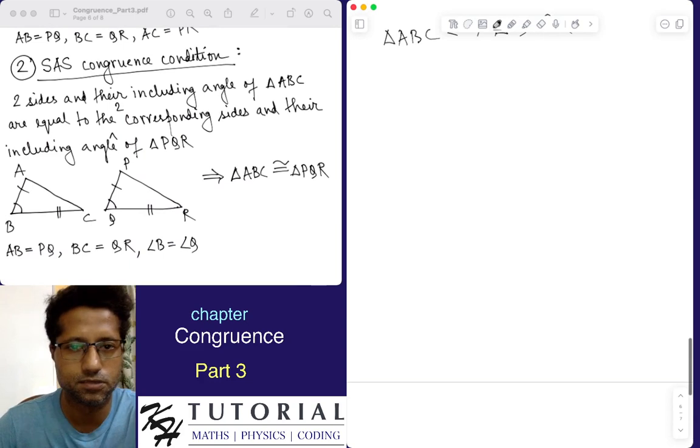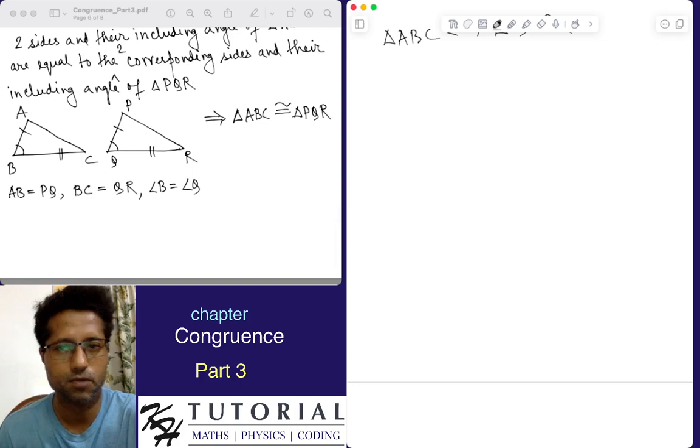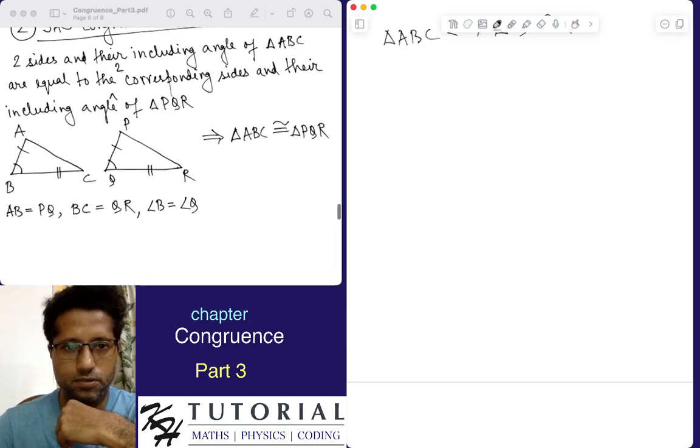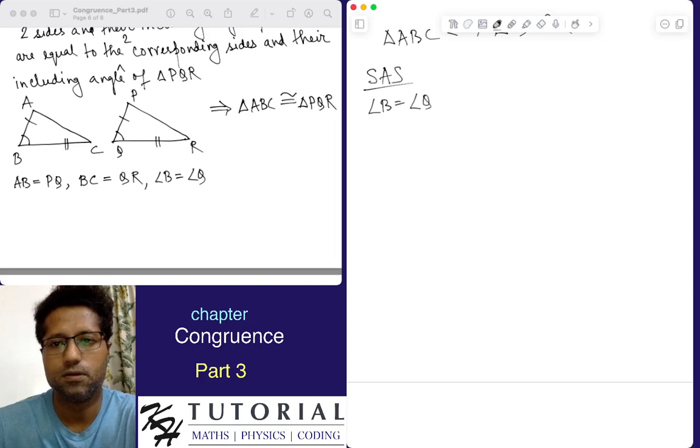So let's say in this figure, in the notes, please follow the notes. In this first figure, we have AB equals PQ. So two sides are equal and the included angles are equal. Now from the SAS congruence condition, the one mapping you can immediately infer is the angle. It is given that angle B is equal to angle Q. This will automatically imply that B has to map with Q.